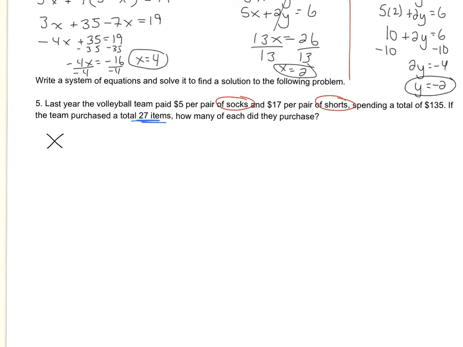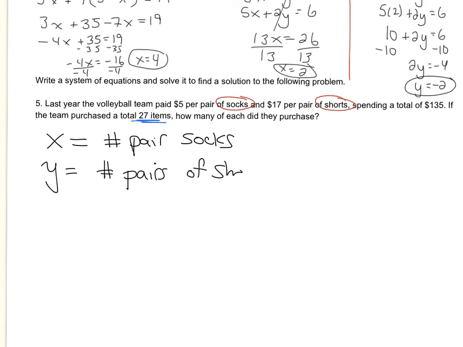Okay, so when setting this up, I'm going to call x the number of pairs of socks, because we want to know that. And y, we also want to know the number of pairs of shorts. Now we know two key pieces of information. We know there are 27 total items and we spent $135. So we want to write two equations.